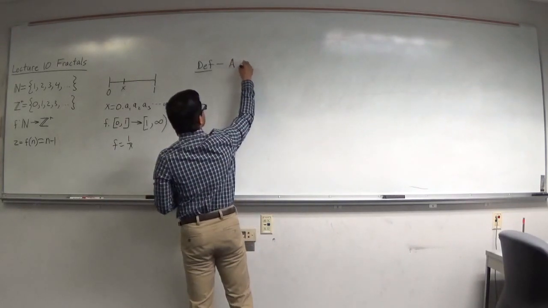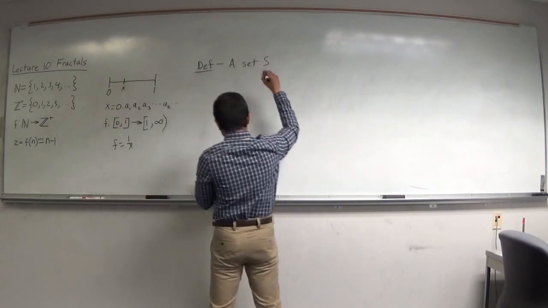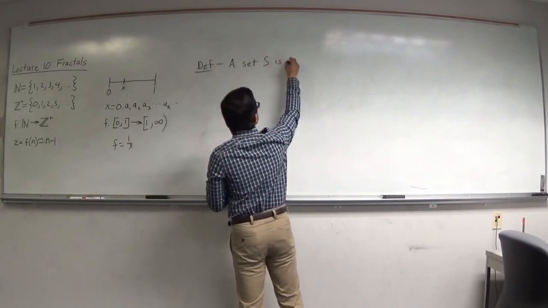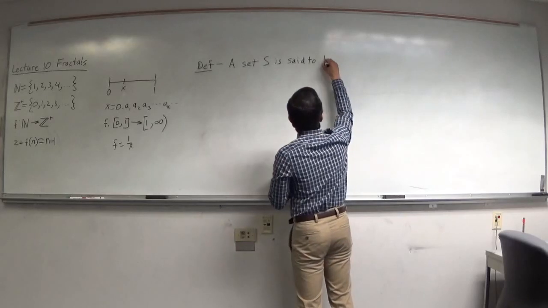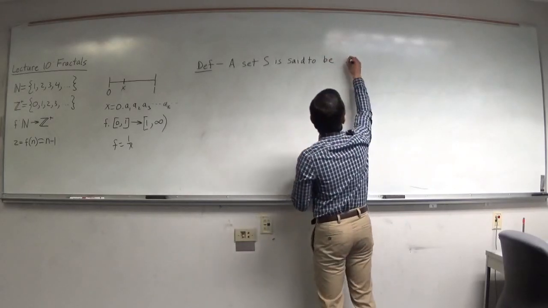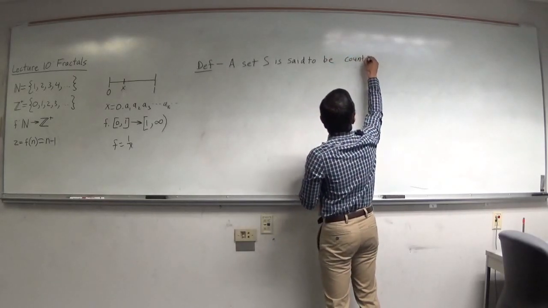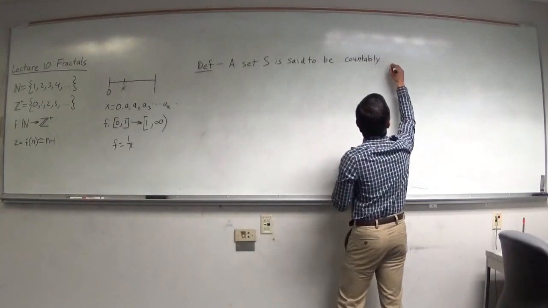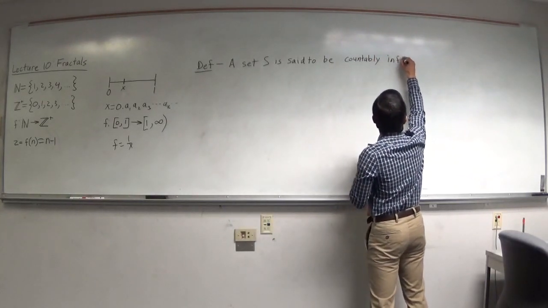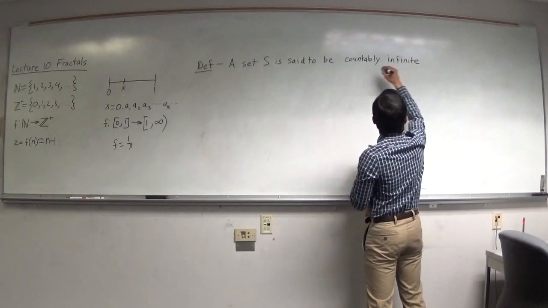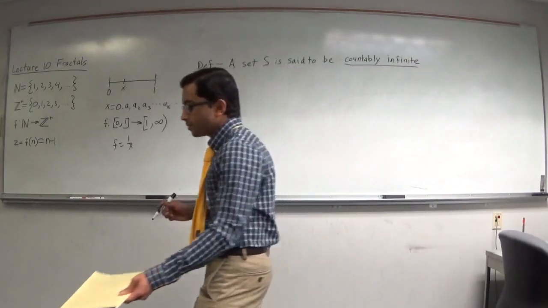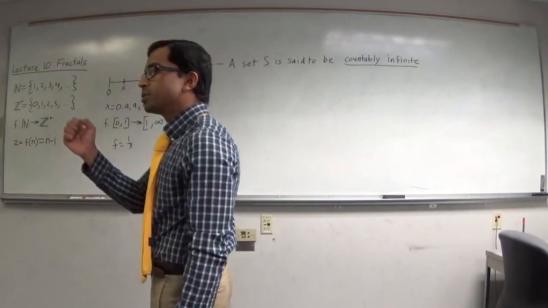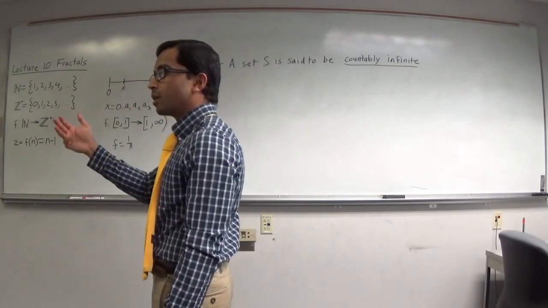So a set S is said to be countably infinite. They call it countably because you can actually count it, right? So if you take the natural numbers, you can count 1, 2, 3, 4, etc.